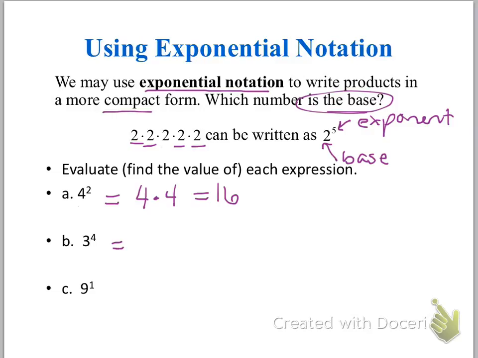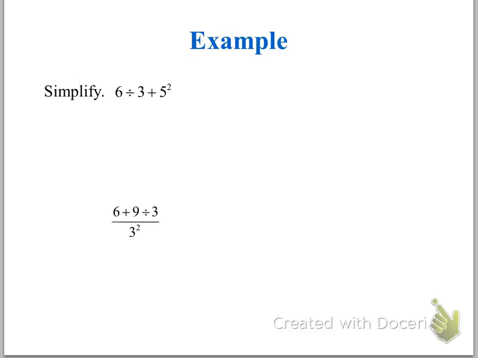3 to the 4th power is really 3 times 3 times 3 times 3, which is 81. And 9 to the 1st power is just 9, so the answer is 9. Okay? Now, feel free to use your calculator to solve exponents, but as we're solving these order of operation problems, I expect to see work in your notebook, in a quiz, on a test. You should show just as much work as I do when I'm showing you an example.